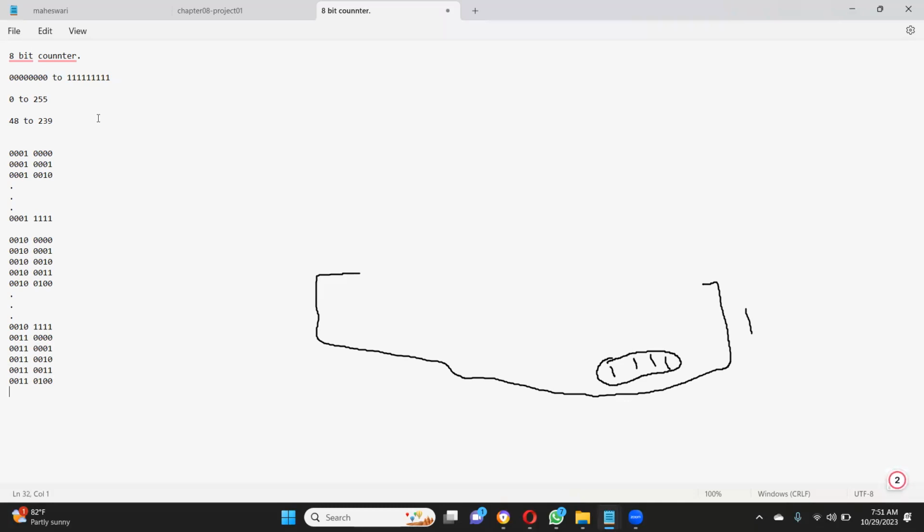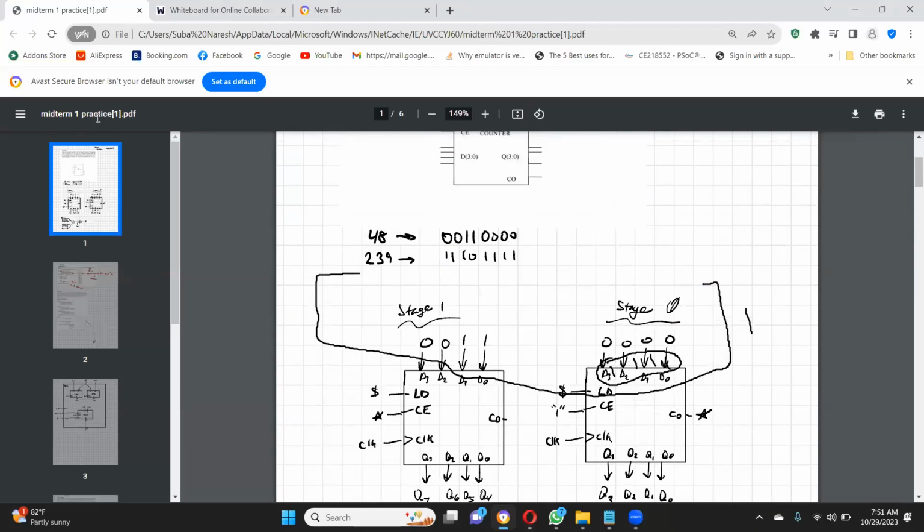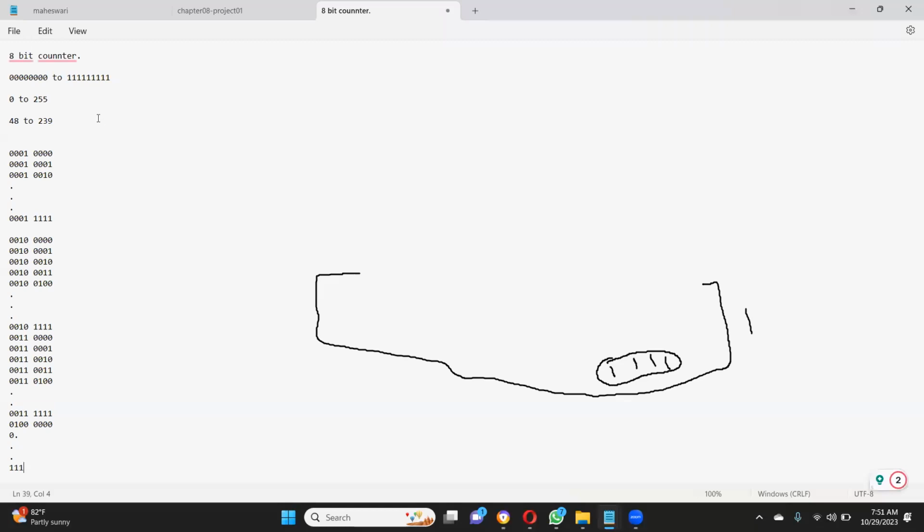Okay. And let's say when you reach this stage, 0, 0, 1, 1, and this will also come, right? So in this stage, what happened? 0, 1, 0, 0, 0, 0, 0, 0. Right? It goes like this, right? Finally, when you reach this stage, what is 239? It's 1, 1, 1, 0, 1, 1, 1, 1. This is my final output.